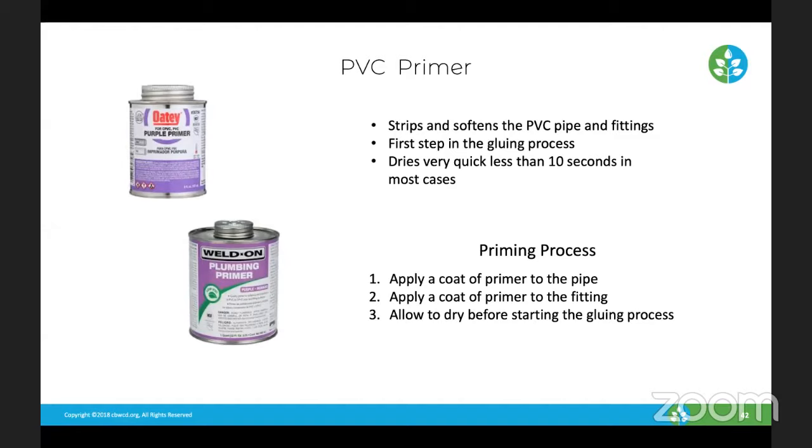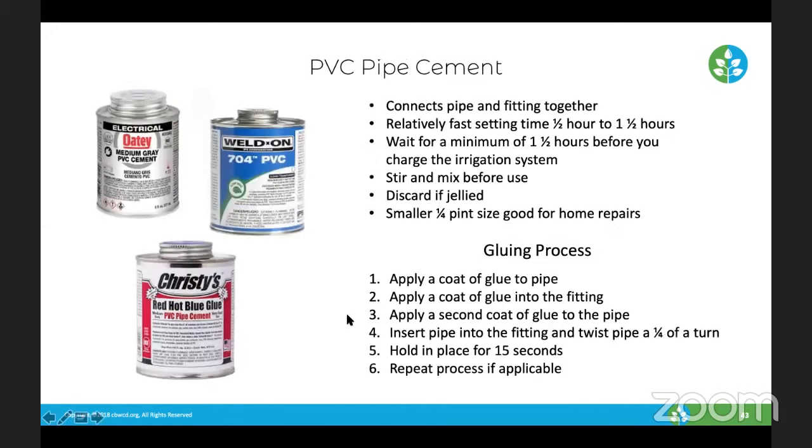First step in the gluing process is to prime. It dries quickly, less than 10 seconds in most cases. The available brands are Weldon, Oatey, Christy's. So at any big box store you can get any of these brands. So what's the process? The priming process is you apply a coat of primer to the pipe, apply a coat of primer to the fittings, and then allow to dry before starting the process. So this again is just going to eat a little bit of the enamel and soften the pipe to get it ready for the joining process.